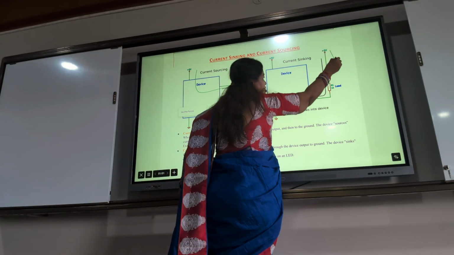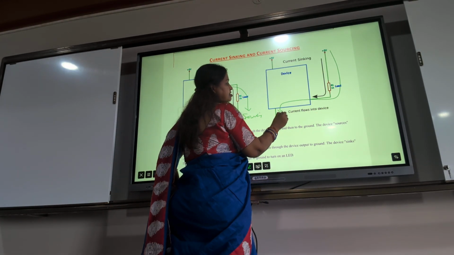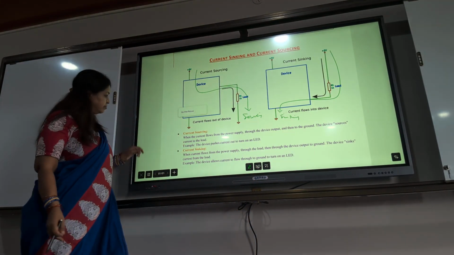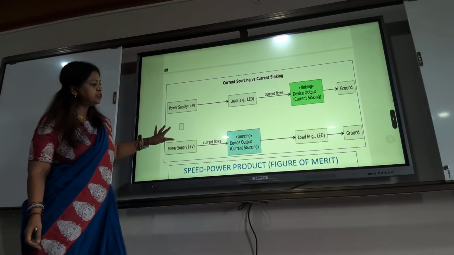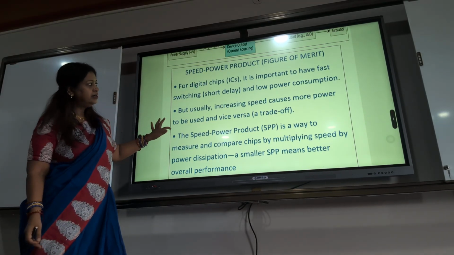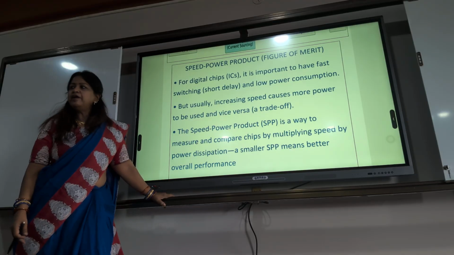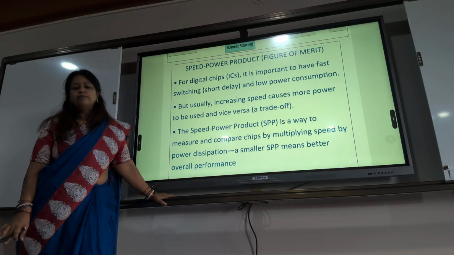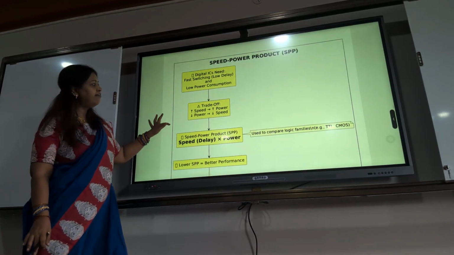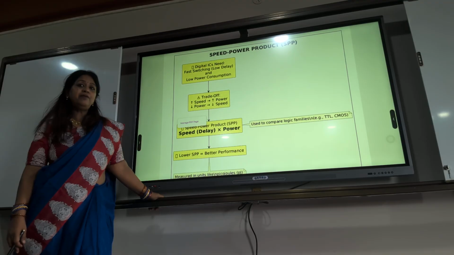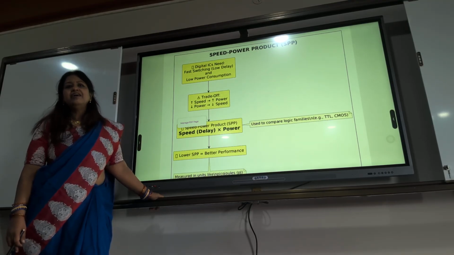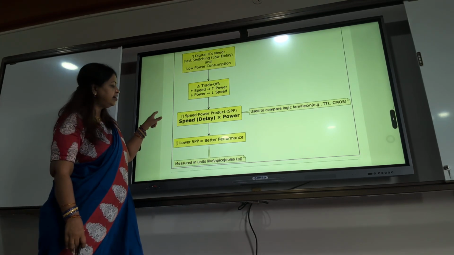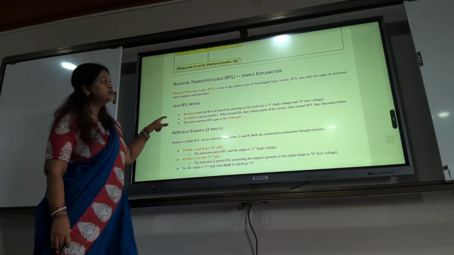If the current goes from the load to the device, it is single. Clear? So all these questions will come. Then speed, power, product. The product of the speed and power should be as low as possible. But you will have a trade-off. If you want high speed, power consumption may be high. If you want less power consumption, speed also will be less. So you have to decide which logic family can be used.